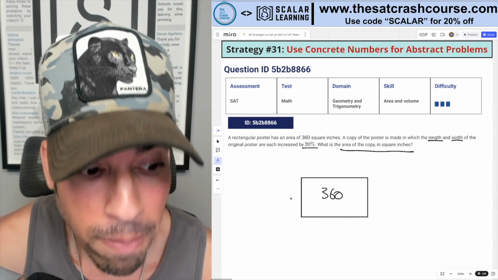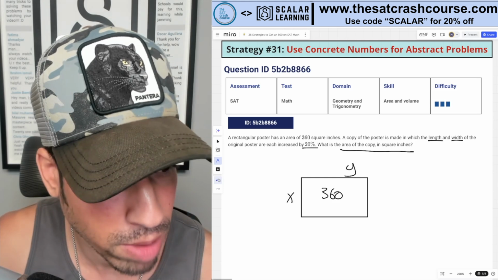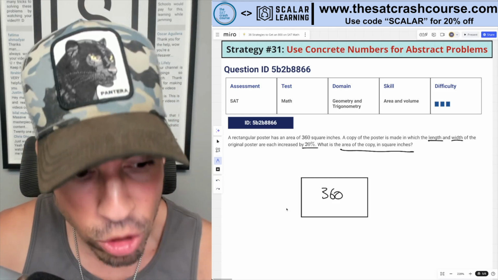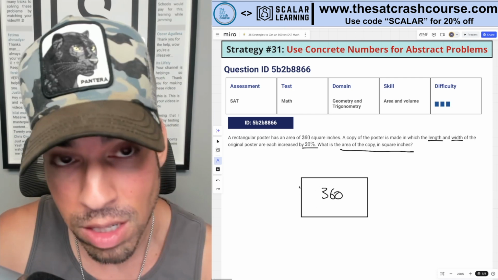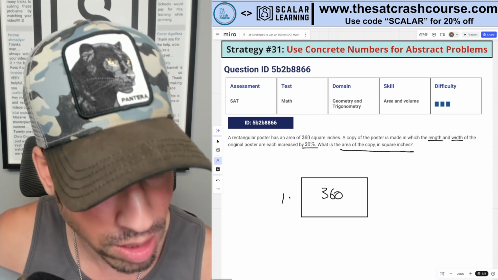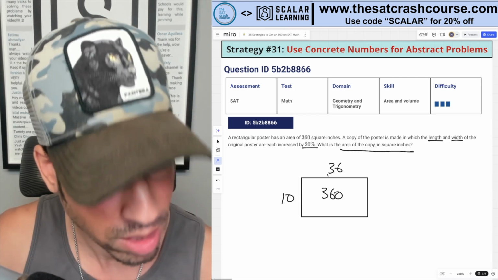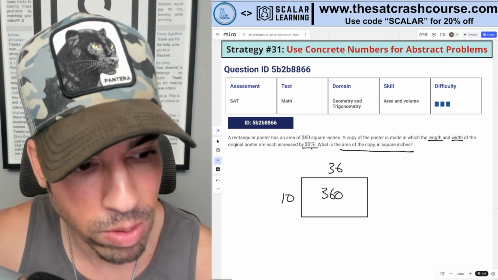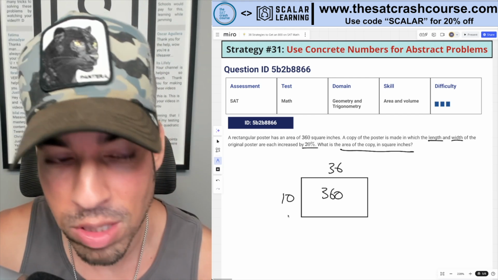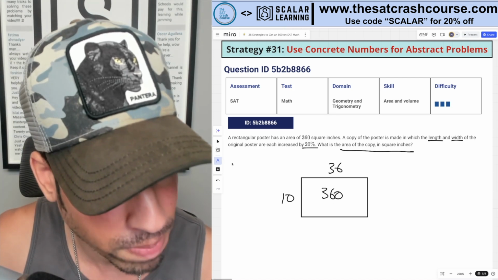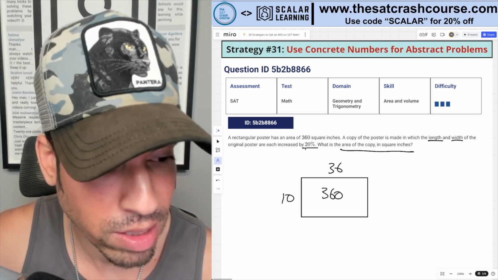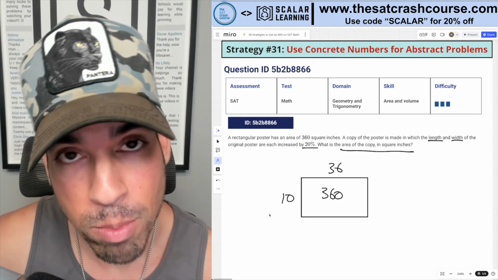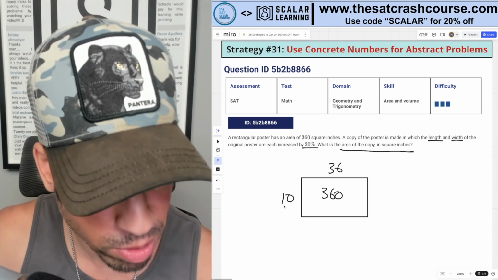Now, you could say, all right, this could be X, this could be Y, blah, blah, blah. But this is going to be much easier if you're just like, let me choose arbitrary values for the length and the width. That's going to make it so much easier. How about 10 and 36, right? 10 times 36 gives me an area of 360. Great. Now I'm going to increase each of them by 20%. We can use DESMOS. I'm going to do this mentally just for fun. And again, increased by 20% is the same as multiplying by 20% and adding that to the original, or multiplying by 1.2. So 20% increase.